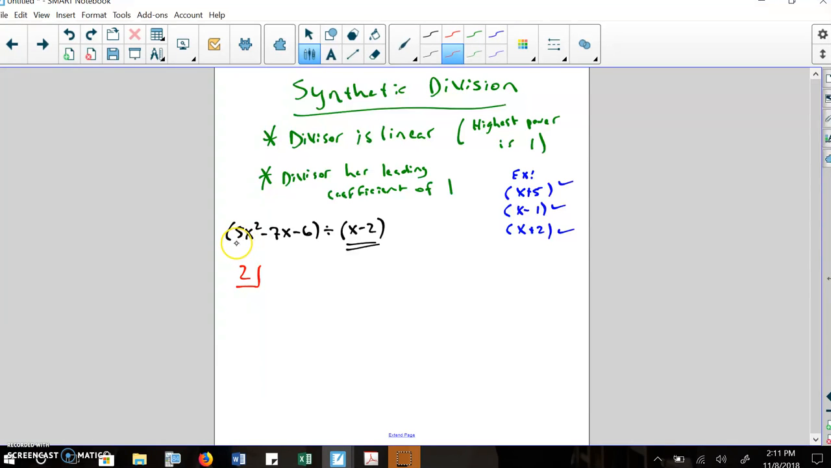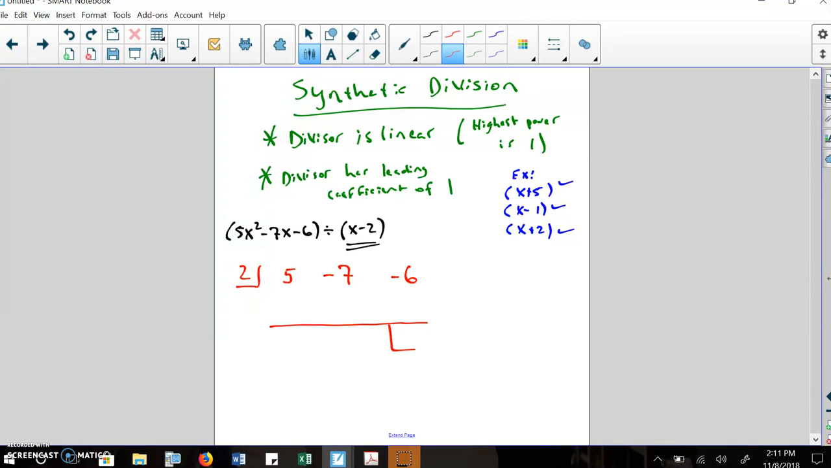After that, what I'm going to do is line up the coefficients of my dividend across the top row. So I'm going to have a 5, a negative 7, and a negative 6. Okay, and then I'm going to put a line right here, and then I'm going to put another box in this bottom right corner. And don't worry, I'm going to do a few examples of this so you can see what's going on.